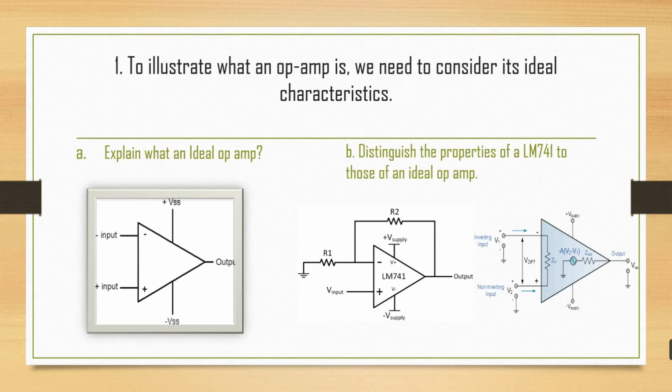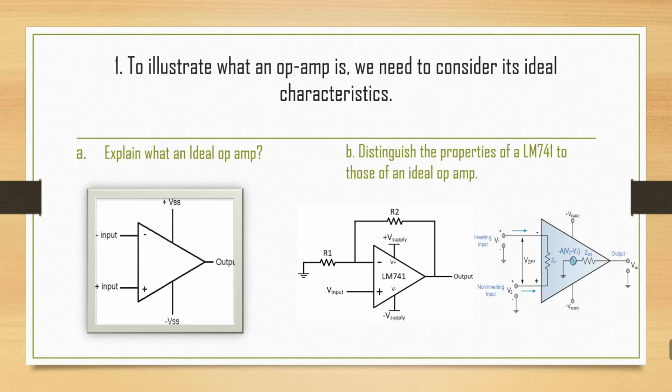which does not load the driving source. Infinite open loop gain, zero output impedance to drive any load. Infinite bandwidth, which is a flat magnitude response, and zero input offset voltage. It has positive and negative inputs, which allow circuits that use feedback to achieve a wide range of functions.